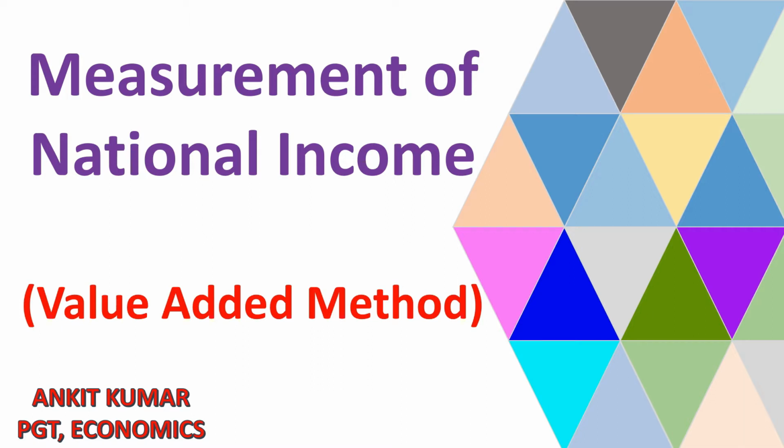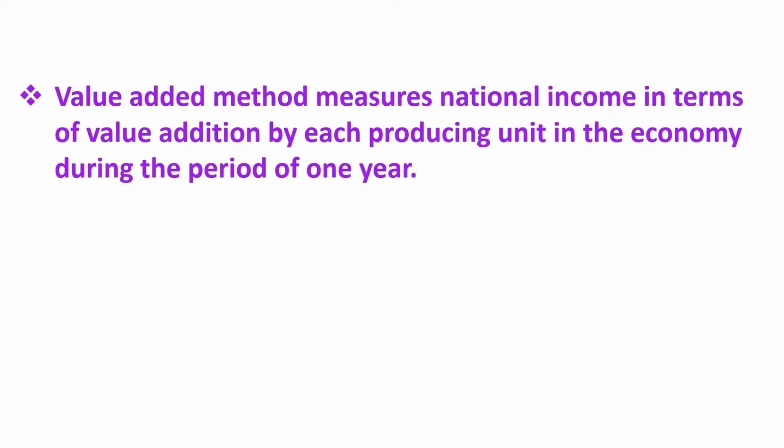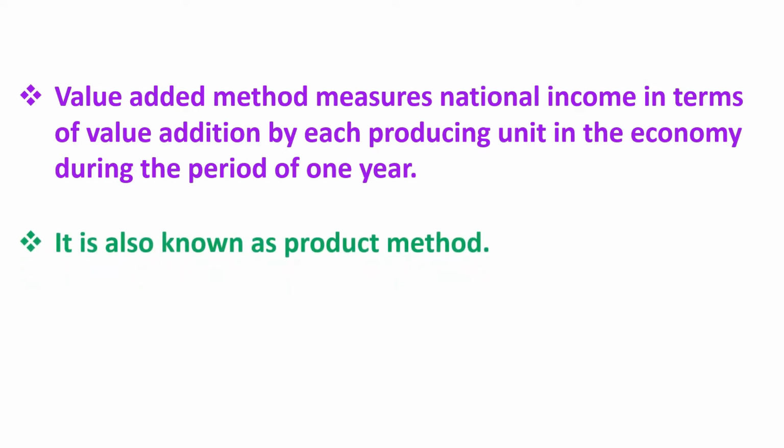Let's start. Value added method measures national income in terms of value addition by each producing unit in the economy during the period of 1 year. It is also known as product method. Inventory method, net output method, industrial origin method, and commodity service method are also the names of value added method.